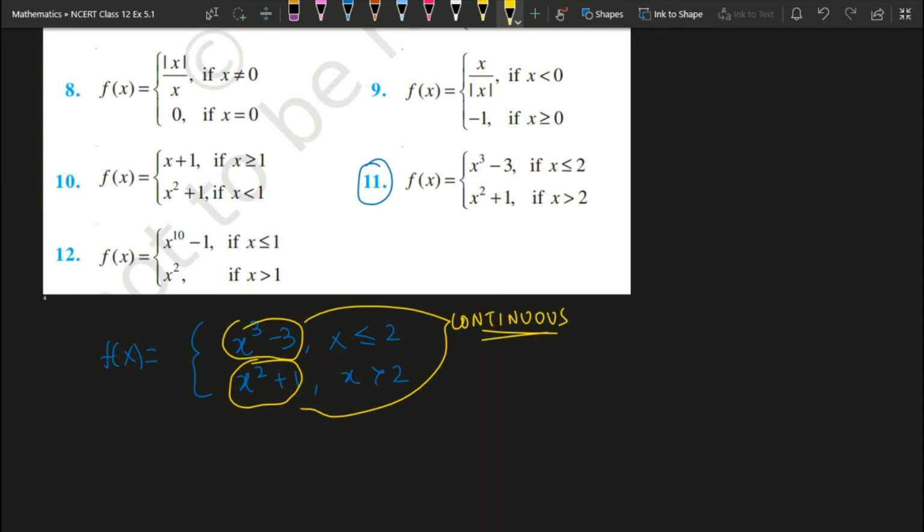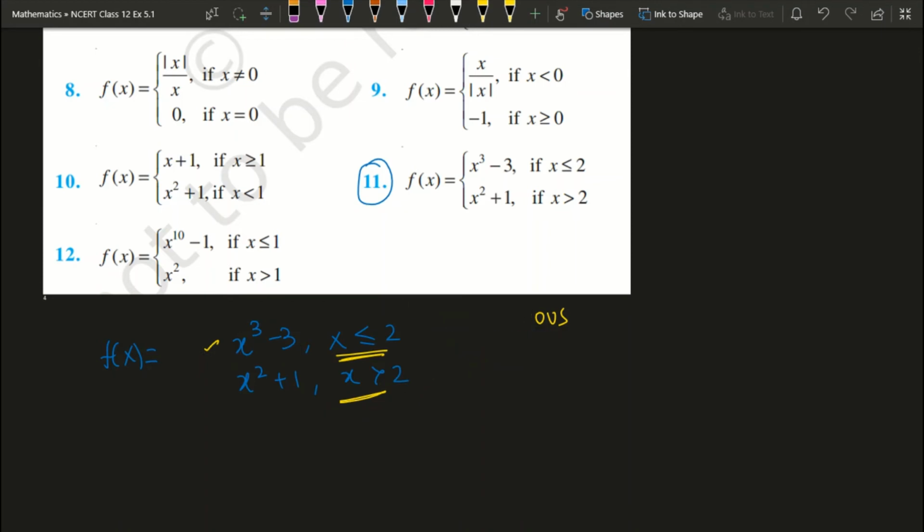However, these functions are not for the entire domain of f. They are piecewise. For x less than 2, this function x cubed minus 3 exists, but for x greater than 2, you have to take into account x squared plus 1. So what that means is the only point of discontinuity that can be there in this case is if x equals 2, and we have not still verified that, so let's do it.